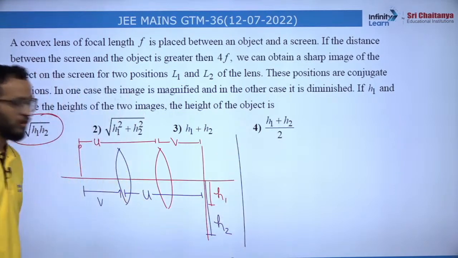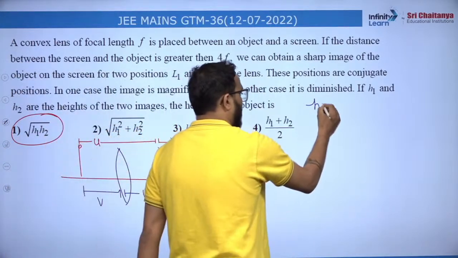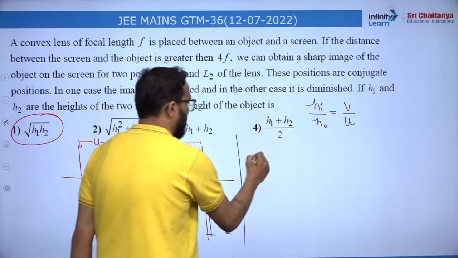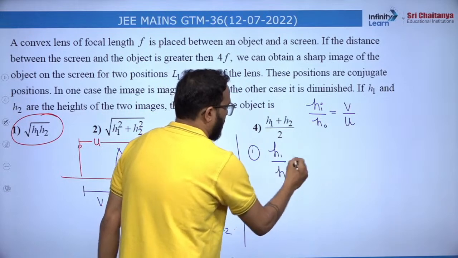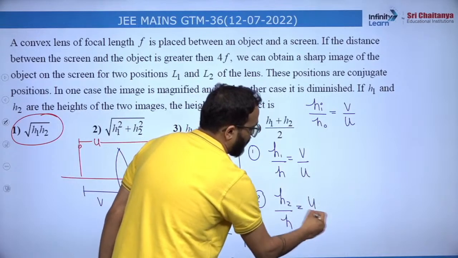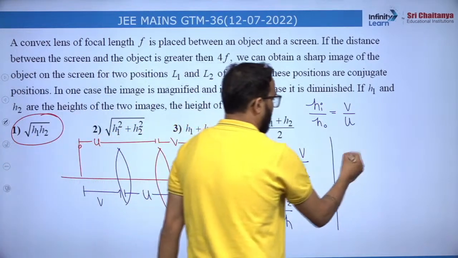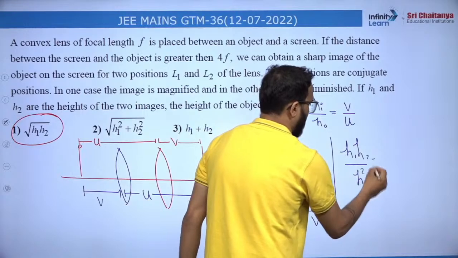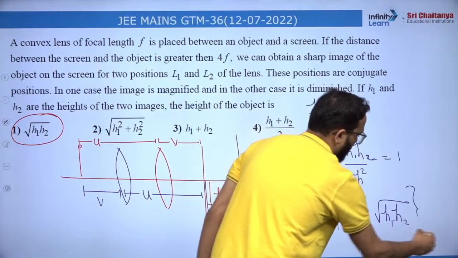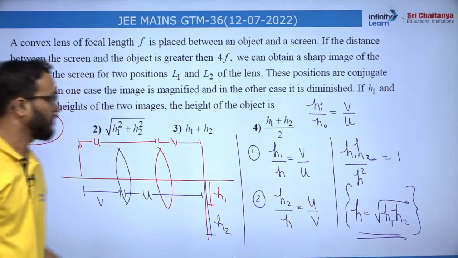Did you understand? So what is the formula for magnification? You will say, sir, height of image upon height of object is V upon U, right? This is the formula. So for the first case, you will say H1 by H is equal to V by U. Second case, you will say H2 by H will be equal to U by V. Why? Because these values have interchanged, right? So if you multiply equations 1 and 2, you will say H1 H2 by H square will be equal to 1. So H will be root over H1 times H2. Got it, everyone? Clear? Fantastic.